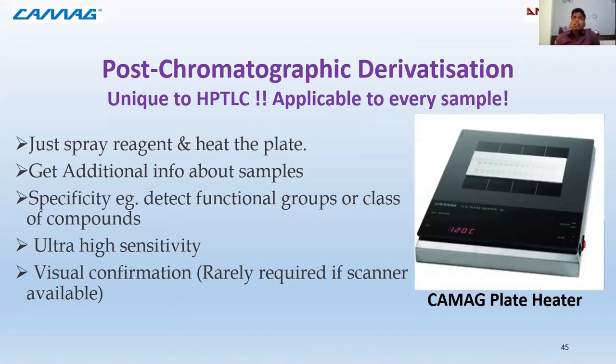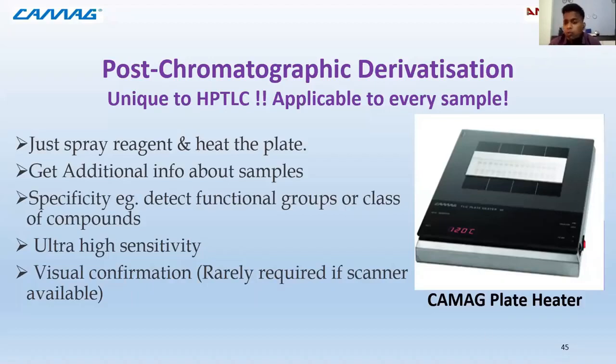Means with any specific reagent, you will react that plate. You will spray that plate, and then the bands will be showing the colors. So that process we call derivatization, giving chromophores, giving colors. That is a very unique technique in HPTLC and applicable to every sample. So you just need to spray with reagent and heat that plate. Get additional info about that.